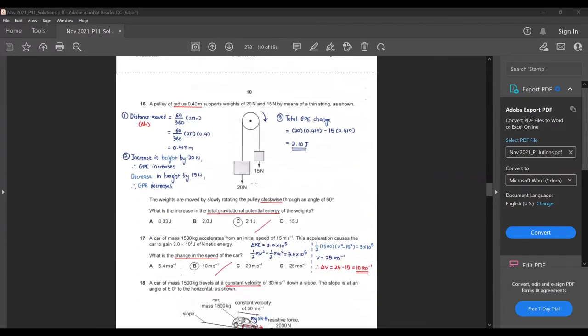Okay, number 16, you have a pulley of radius 0.4 meter that supports a weight of 20 newton and 15 newton by means of a thin string. The weights are slowly moved by rotating the pulley clockwise through an angle of 60 degrees, like the ones that is being shown here. What is the increase in total gravitational potential energy of the weights? Okay. What is the increase in GPE value?